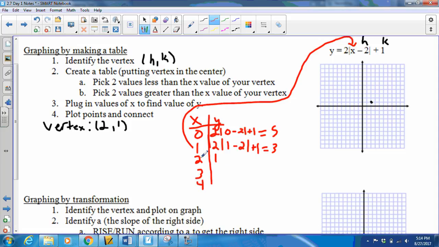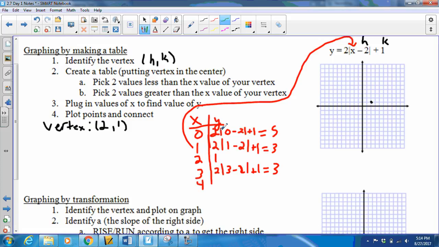So we already know our vertex, which is 2, 1, so we don't have to worry about that. But now we're going to put in 3. So we have 2 times the absolute value of 3 minus 2, and then plus 1. Okay, absolute value signs, we do 3 minus 2. That gives us 1, and the absolute value of 1 is just 1. So now we do 2 times 1, that gives us 2 plus 1, and that'll give us 3.